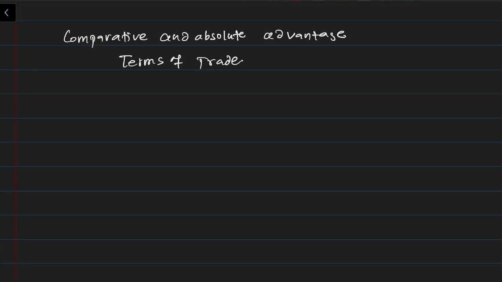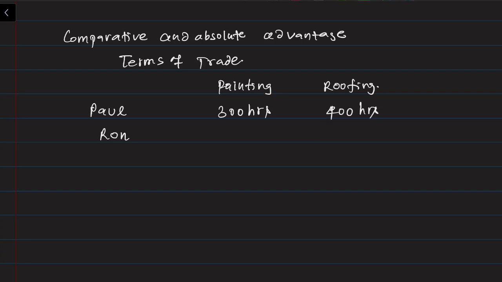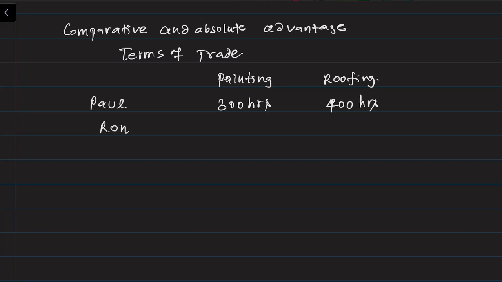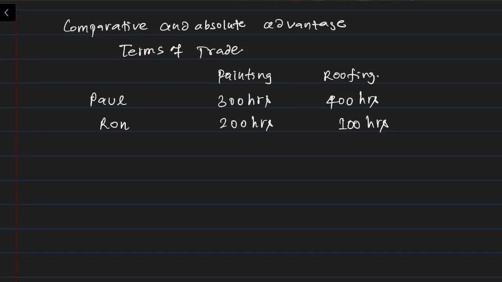Let's say there are two people with two different tasks in a small economy. Let's say there is Paul and Ron with two different tasks. Let's say first is painting, second is roofing. Let me write some numbers. Let's say it takes Paul 300 hours to paint and 400 hours to roof a house. Similarly, for Ron, it takes 200 hours to paint and 100 hours to roof a house.